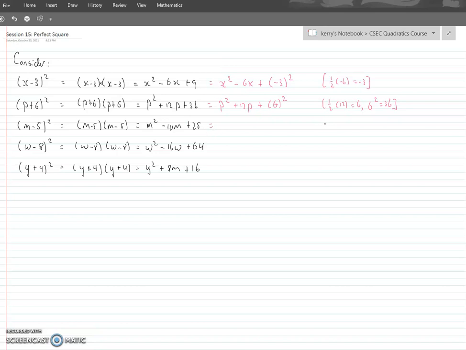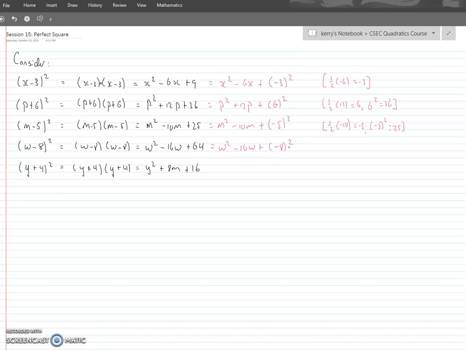Let's check this one here now. What is a half of negative 10? A half of negative 10 is negative 5, and negative 5 all squared is 25. We're starting to see a pattern here for when we expand. Minus 10m plus negative 5 squared. And similarly, we don't even have to check this one too much. A half of negative 16 is negative 8, and negative 8 squared is negative 8 by negative 8, which is positive 64.